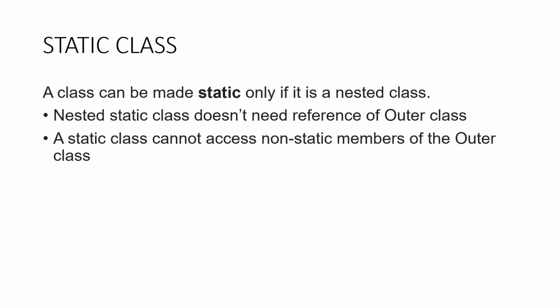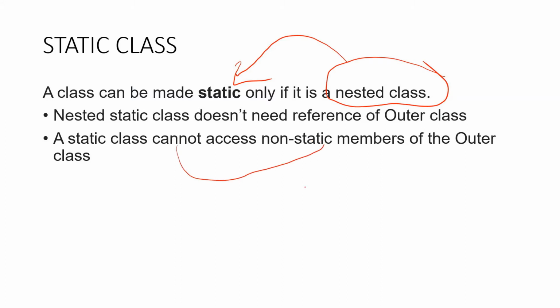Static class. A class can be static. Nested class. Static class doesn't need reference of outer class. See, static class means if it is a nested class, then only it can be static. It's very important. Nested static class doesn't need reference of outer class. A static class cannot access non-static members of the outer class. It cannot access non-static members.